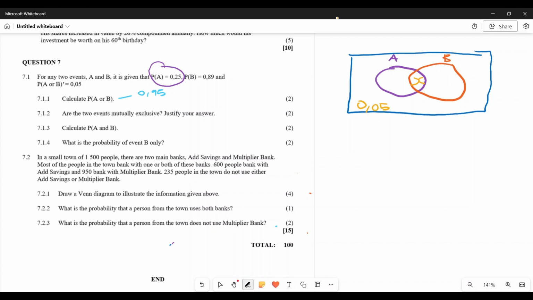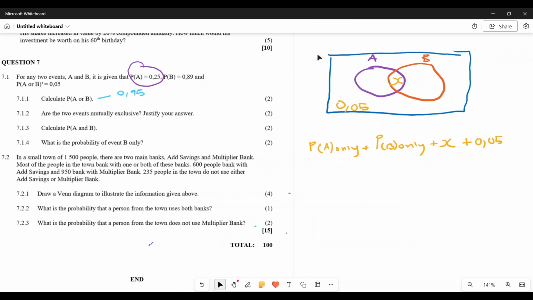Now I need to calculate the probability of A and B. So remember when you take the probability of A only, plus the probability of B only, plus our probability of A and B plus our sample space. Everything inside this diagram, the Venn diagram that we have, should equate to 1, right? So everything here, it should be equal to 1.